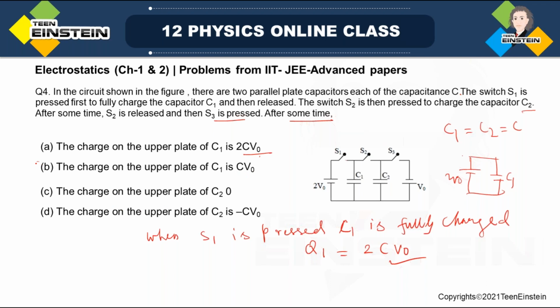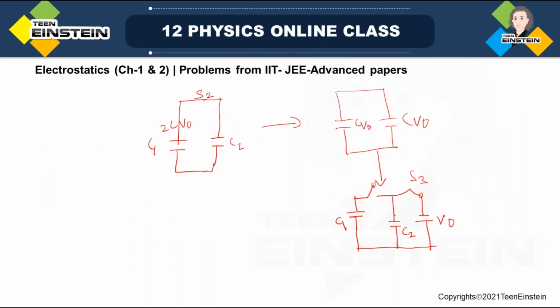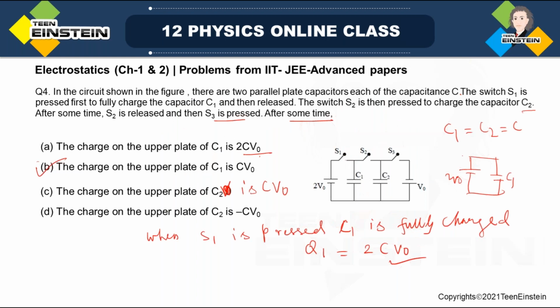This is correct. The charge on the upper plate of C2, I think this will also be CV0 only. In the last case, when the battery is connected in the opposite polarity, this plate will get negative charge and the other will have positive charge, but with the same CV0. So the charge on the upper plate of C2 is CV0 with a minus sign, with the opposite polarity. So these two are the correct options here.